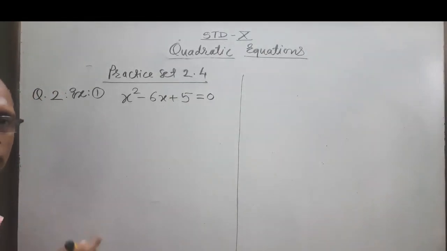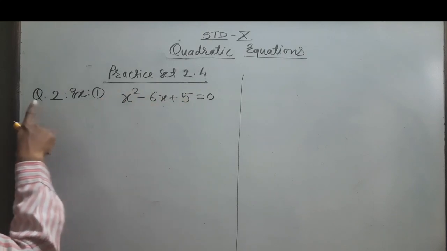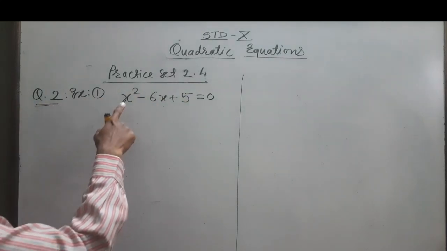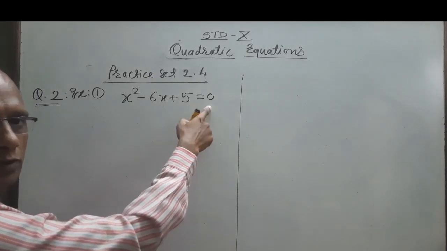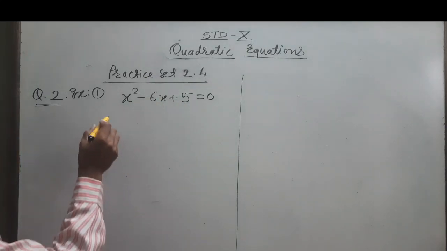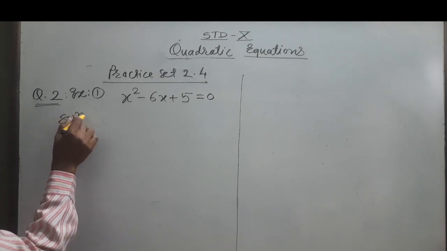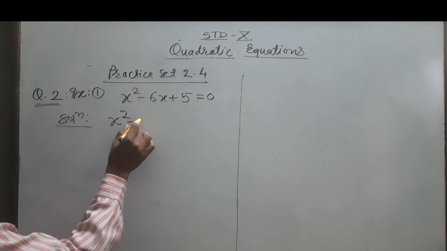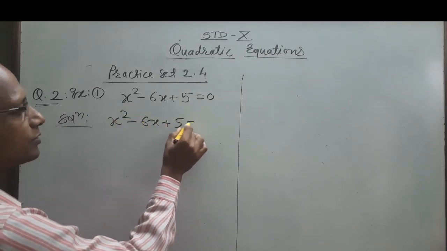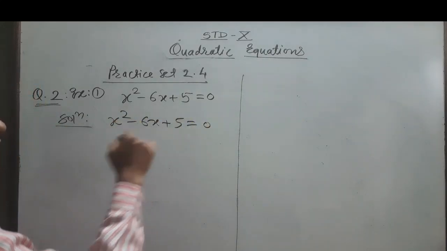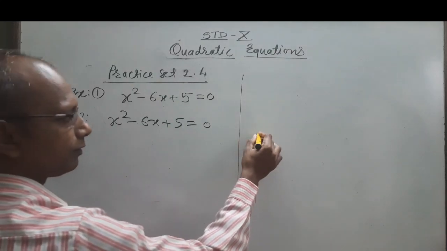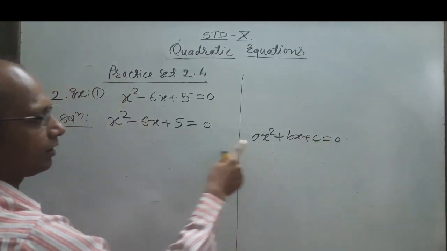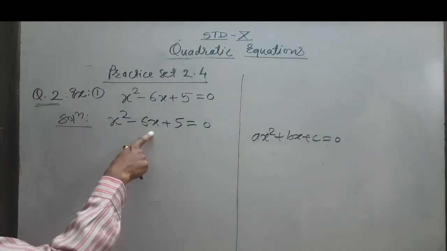Now let us see practice set 2.4, question number 2. Example first: x square minus 6x plus 5 equals 0. Now in the solution, what do we write first? We write the given equation x square minus 6x plus 5 is equal to 0. We compare this equation with the standard form, and the standard form is ax square plus bx plus c equal to 0. Here it is already written in the standard form, if you observe it.